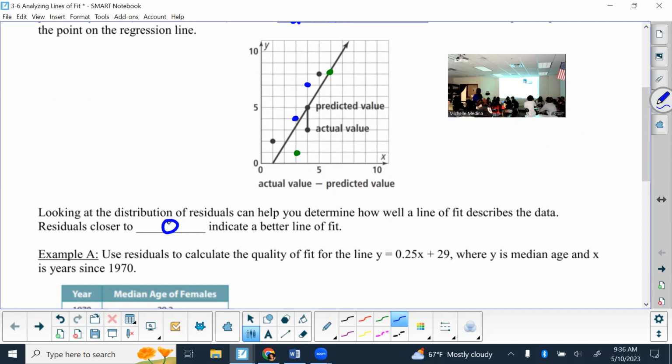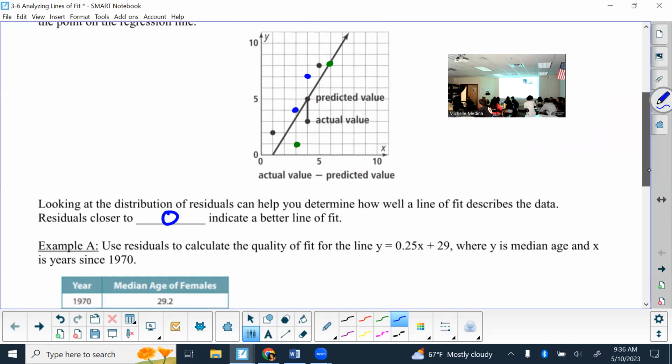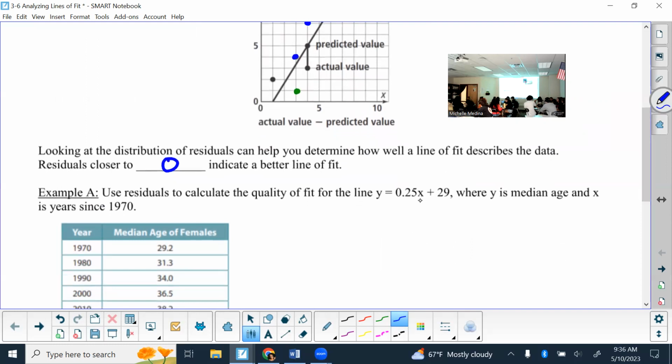So we'll see. So here's the first example. Use residuals to calculate the quality of fit for the line y equals 0.25x plus 29, where y is the median age and x is years since 1970. So this one, they already gave you the line of fit. You don't have to estimate it. They gave it to you. They're asking you to figure out if it's a good representation of the data.